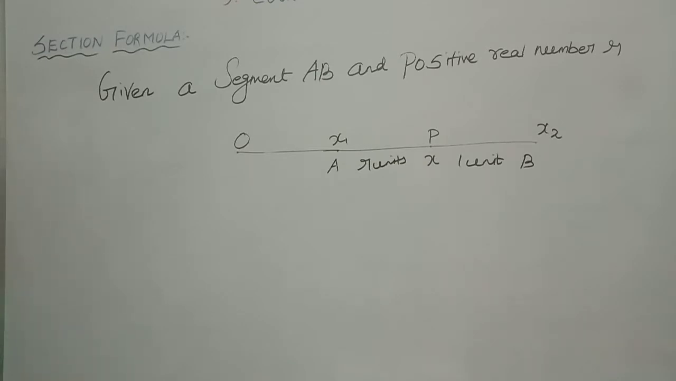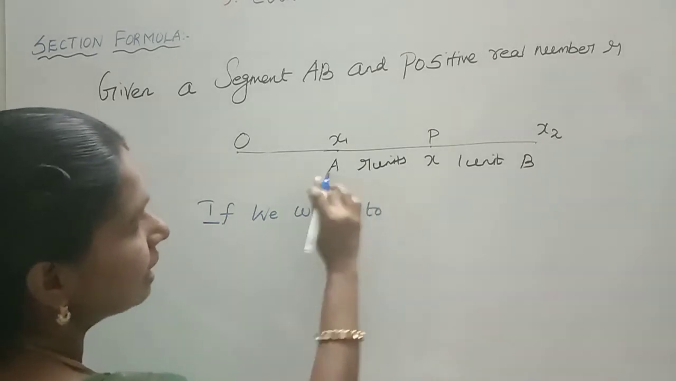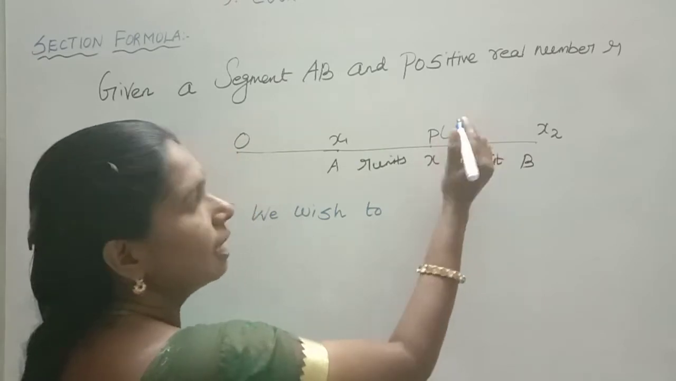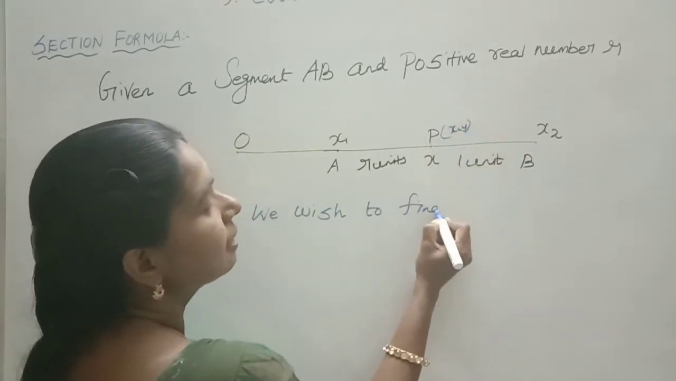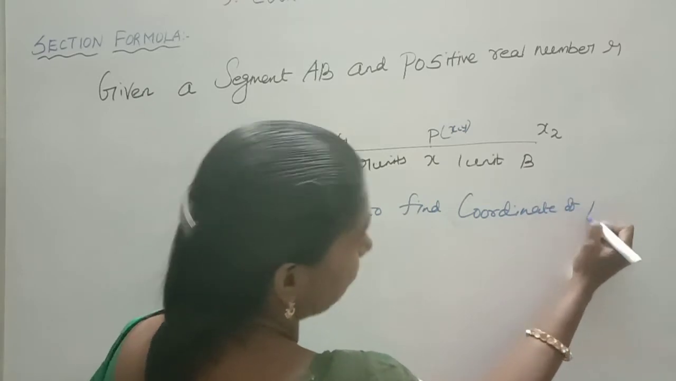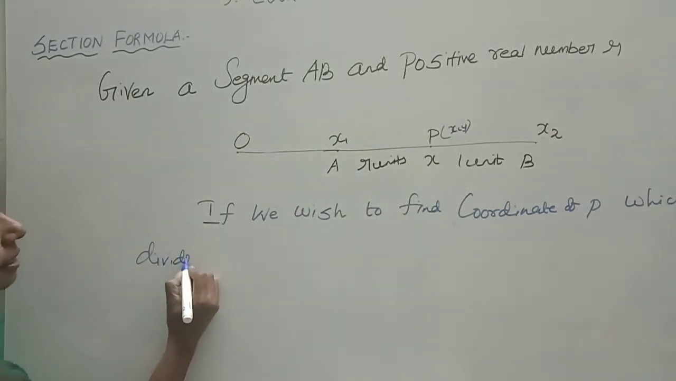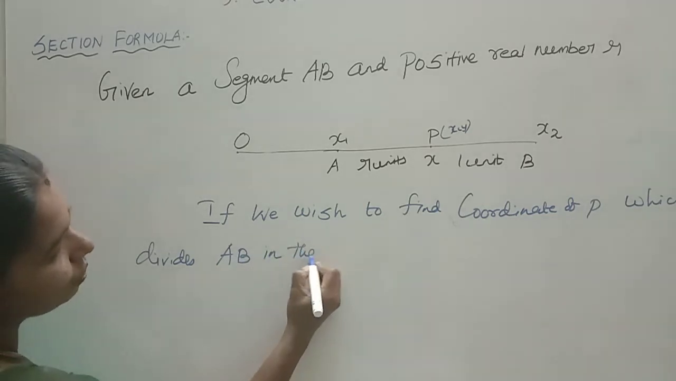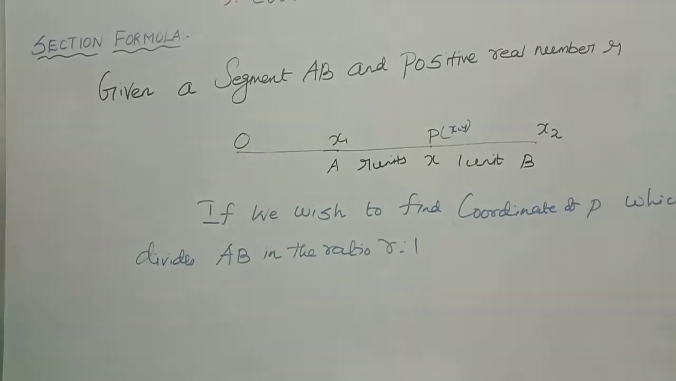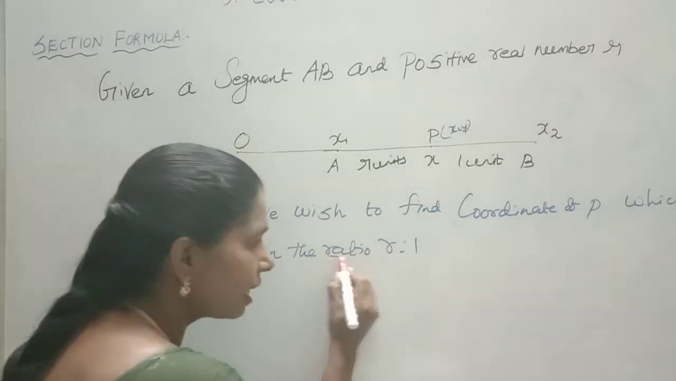If we wish to find the coordinate of a point P of x comma y which divides AB in the ratio r:1, how do we derive the formula? Here they have given that it divides in the ratio r is to 1.